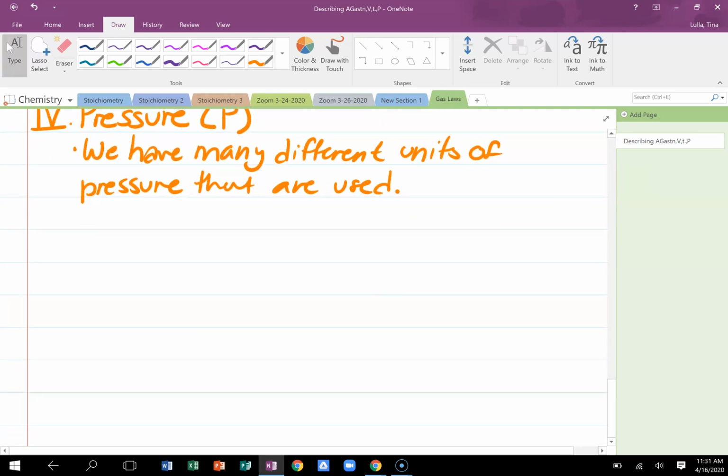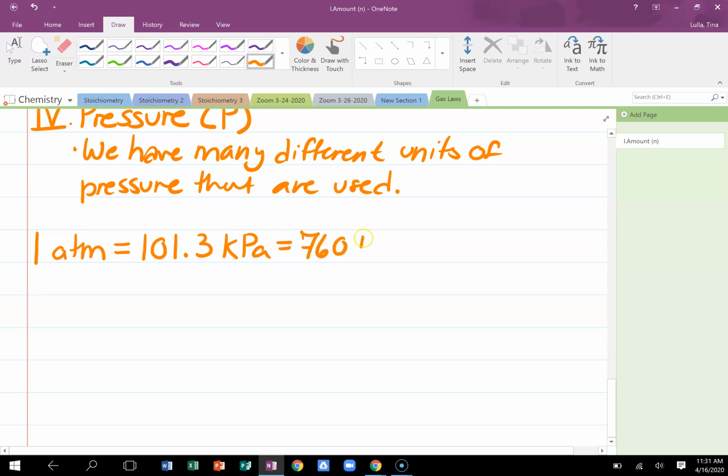We have what we call our line of conversions. Okay, so we know that 1 ATM equals 101.3 kPa, which equals 760 torr, which equals 760 mmHg, which equals 14.7 pounds per square inch.